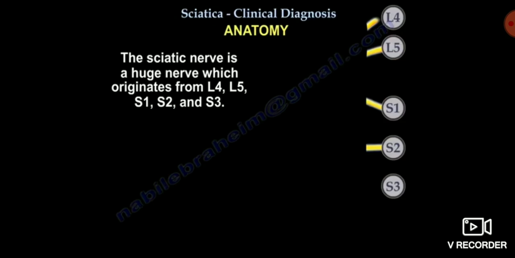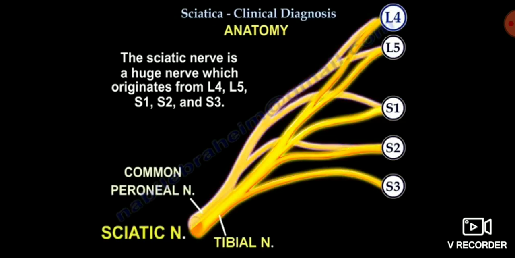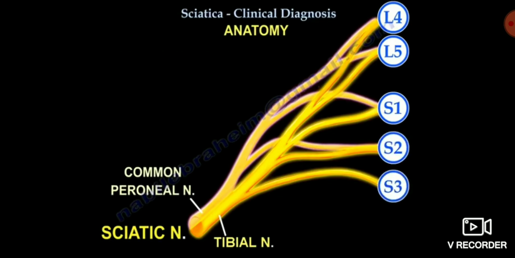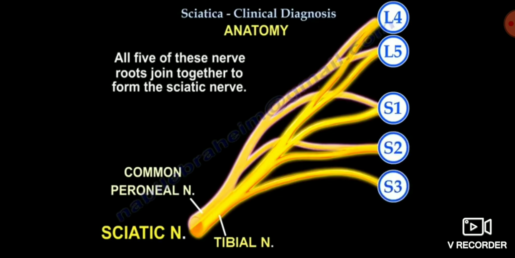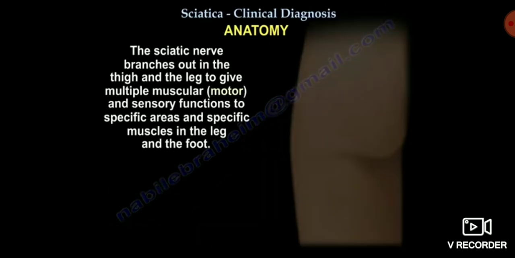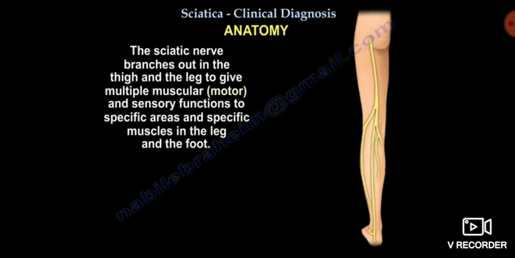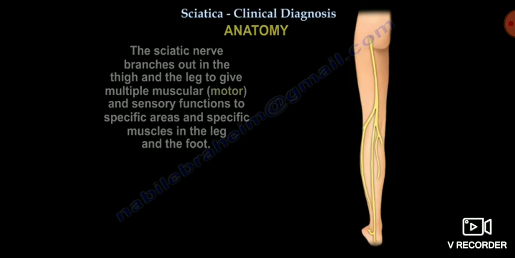The sciatic nerve has 5 nerve roots, 2 from the lumbar spine, L4 and L5, and 3 from the sacral spine, S1, S2, and S3. All the 5 nerve roots join together to form the sciatic nerve. Then it branches out again in the thigh and the leg to give multiple muscular, motor, and sensory functions to specific areas and specific muscles in the leg and foot.